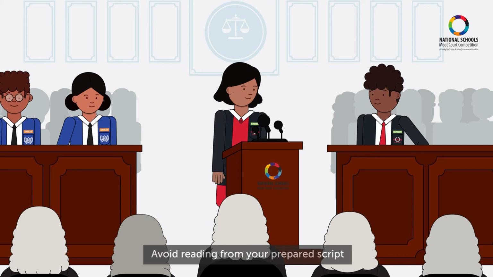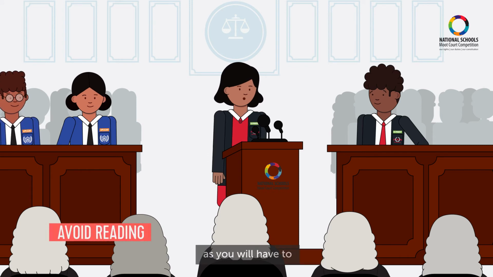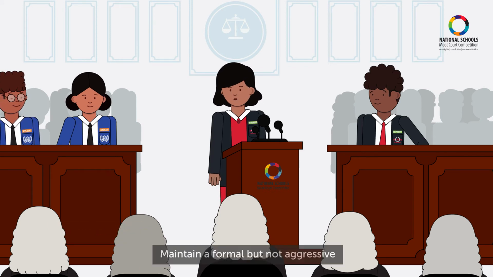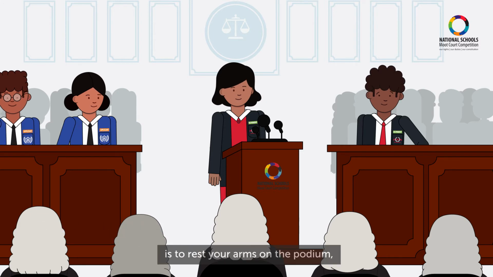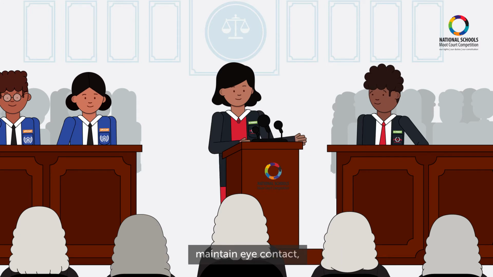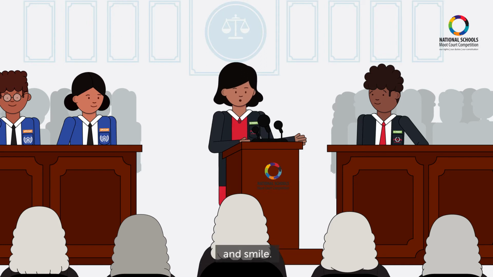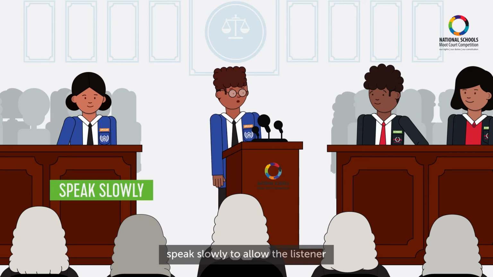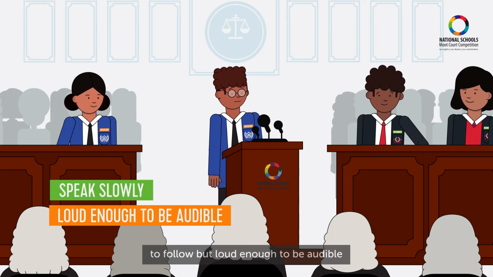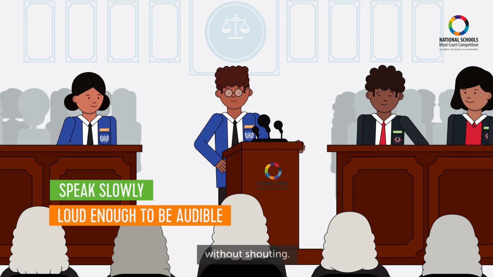Avoid reading from your prepared script, as you will have to engage with the audience. Maintain a formal but not aggressive demeanor towards the judges. The best way to achieve this is to rest your arms on the podium, maintain eye contact, nod occasionally, and smile. Use your voice to make your case. Speak slowly to allow the listener to follow, but loud enough to be audible without shouting. Vary your tone to allow your voice emphasis.